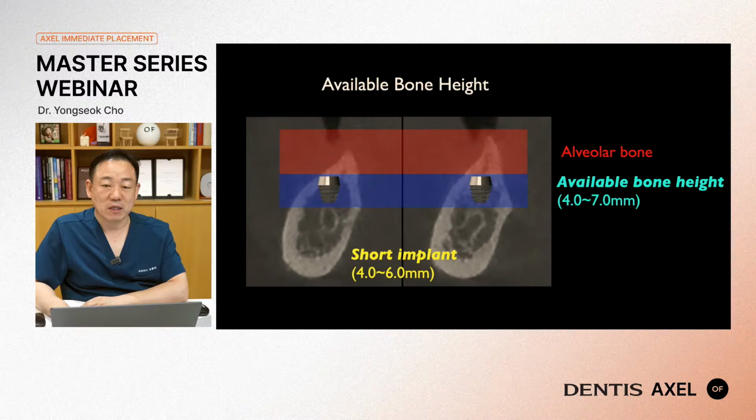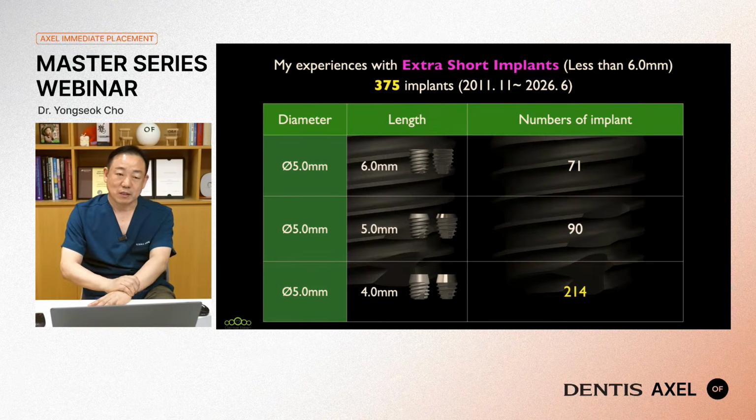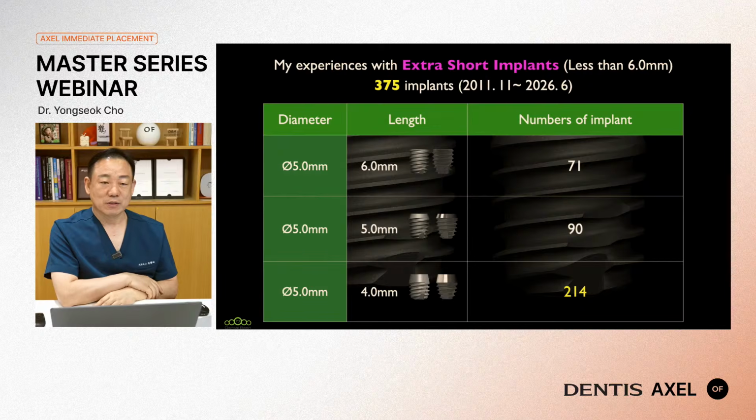Especially, I prefer 4 millimeter extra short implant, which has 2 millimeter bevel on top. Actual thread height is just 4 millimeter. This is very useful in severe bone resorption case. I have been using extra short implant since 2011, and until last month, total 375 extra short implants I experienced.